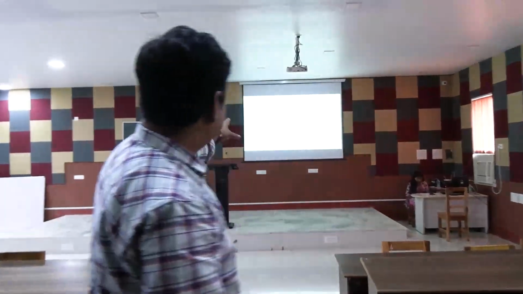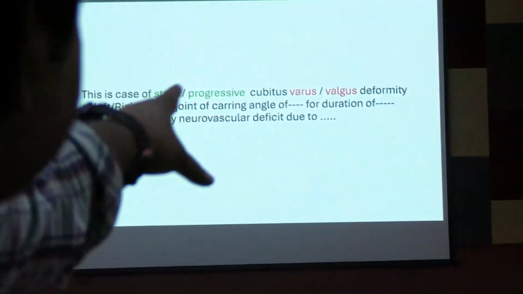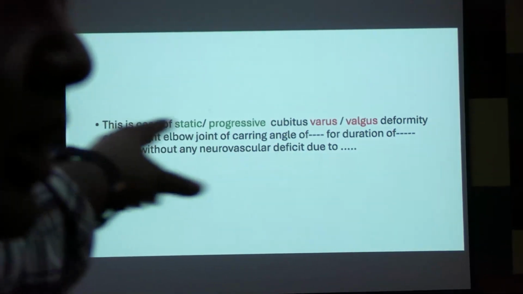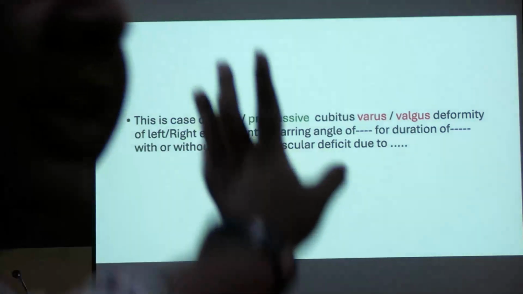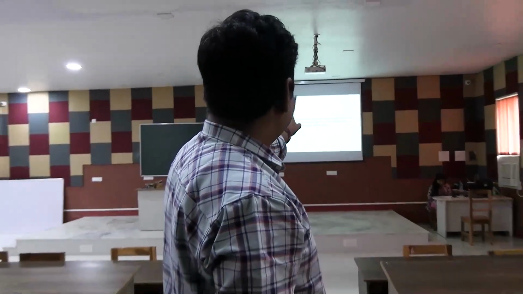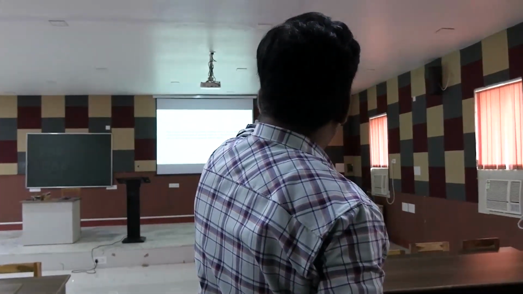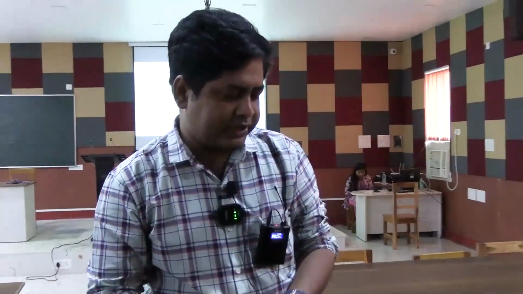So I assume that the patient has a cubitus varus deformity of 10 degrees. So this is a case of static or progressive cubitus varus deformity of left side elbow joint of carrying angle 5 degrees for duration of 2 years, and without any neurovascular deficit. Then first, second, this part is complete. Then the examiner will ask why static and progressive. What do you mean by static and progressive?